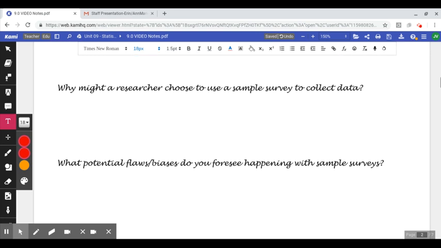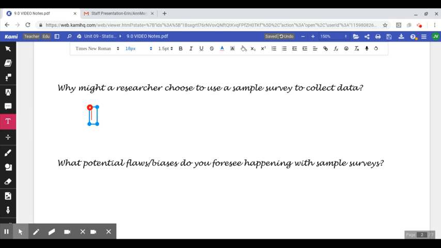Now, why would a researcher or a statistician choose to use a sample survey to collect data? So let's think about that for a little bit. First of all, these are very easy to use, and you get quick results. So you can send a survey out. It's fairly easy to make one, and then with a click of a button or two, you can reach a lot of different people, and you're often going to get results fairly quickly, within a few hours or a couple days, even where other ways of collecting data might take a very long time.